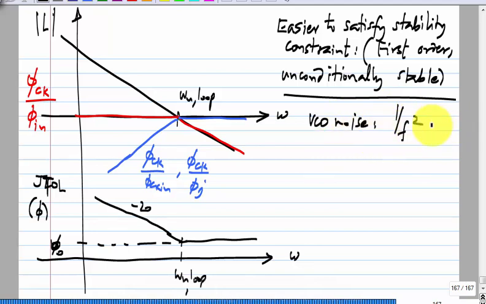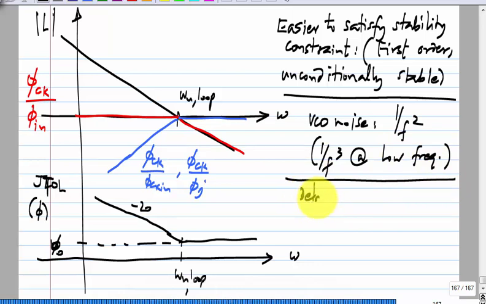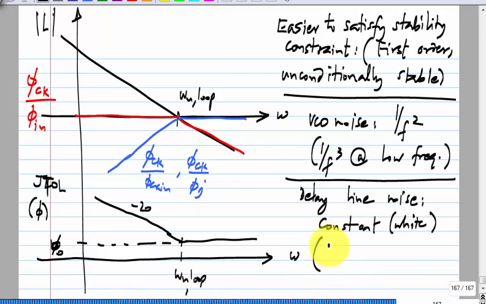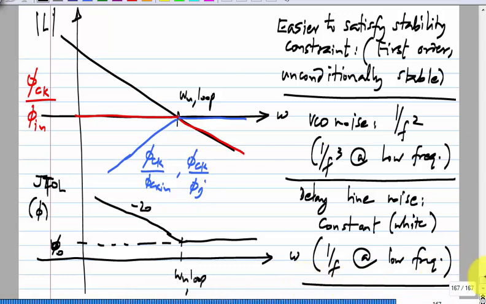VCO's phase noise is 1 over f square at high frequencies and 1 over f cube at low frequencies, whereas delay line noise is constant or white with a 1 over f component at low frequencies.